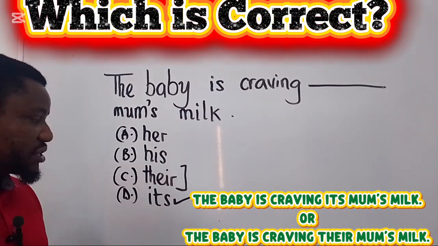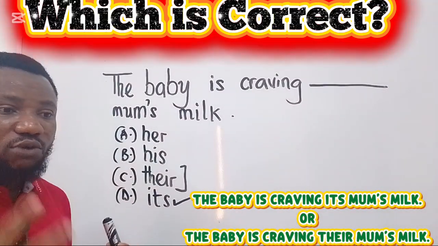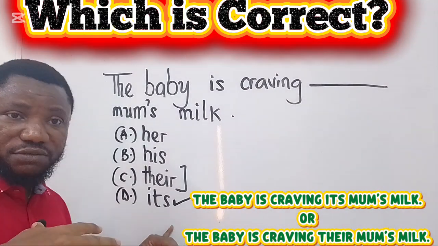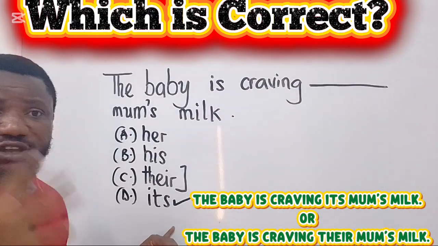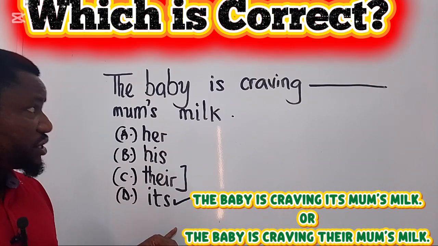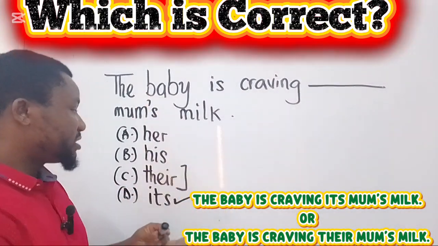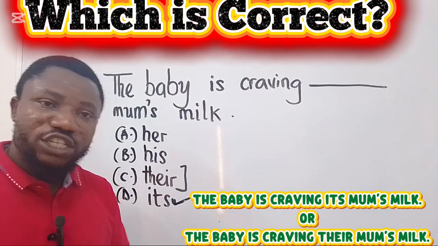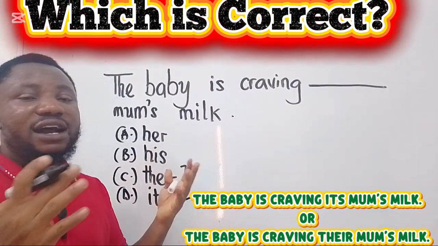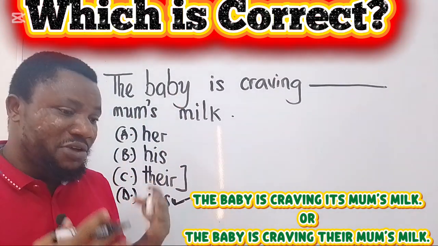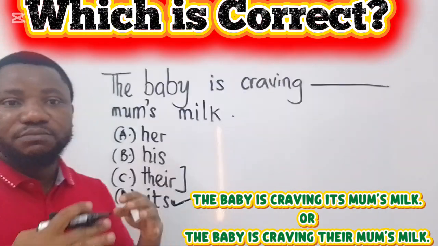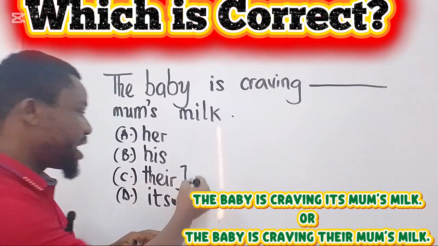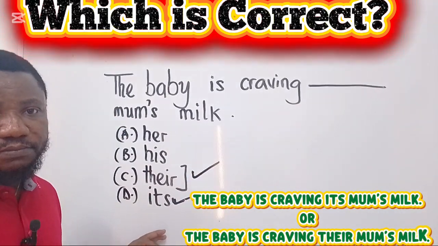But I understand that a lot of exam templates such as WAEC, NECO, or JAMB still use the traditional approach. Understand the situation. So if you have to write exams and you have a question like this, it's expected that you go for its. But remember, according to modern grammar, which of course hasn't been adopted by all the examination bodies, the right answer is their.